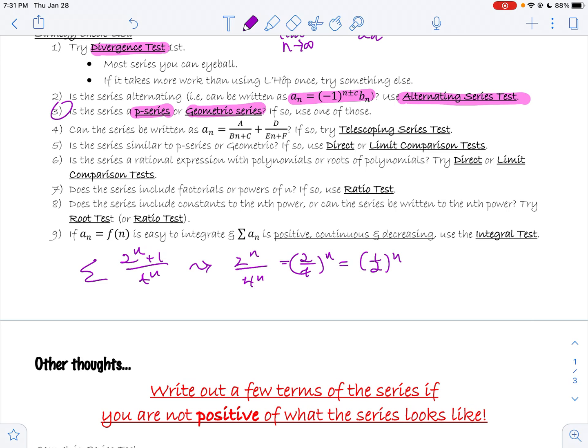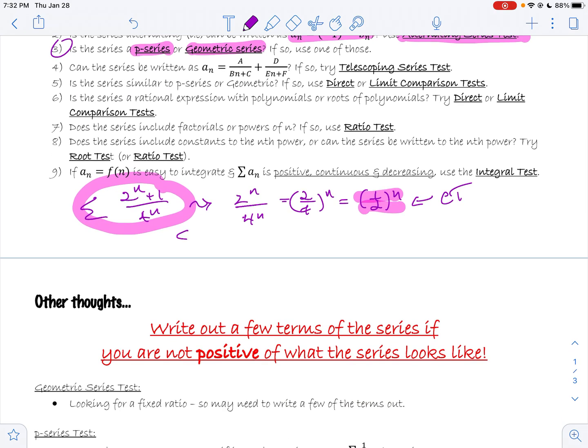And so we know that that's a geometric series, but this is not a geometric series. So you can't use the geometric series test on something like this. What you can do is use this piece of information and then try one of the comparison tests, either the limit comparison or the direct comparison. Okay?